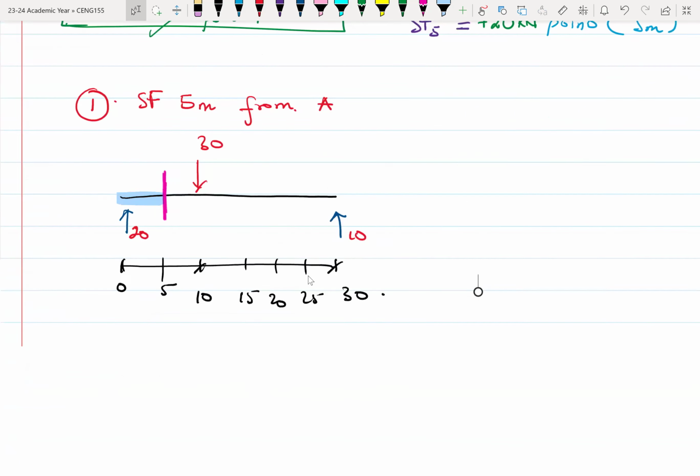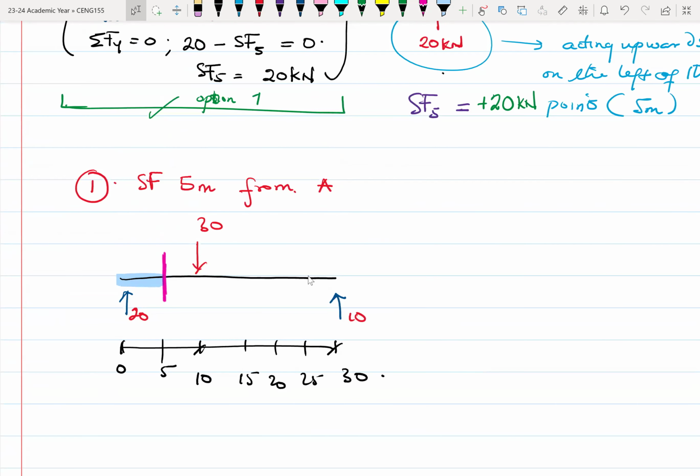So here, let's say that now, instead of that, we want the shear force at 15 meters from A. So 15 meters from A will be somewhere here.